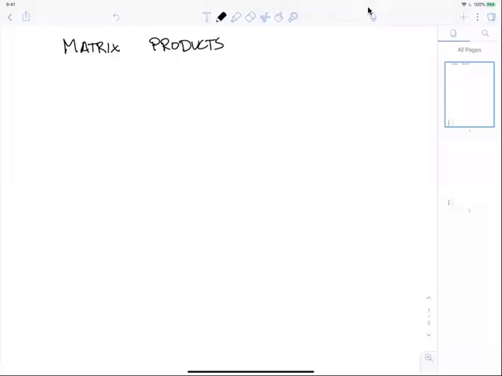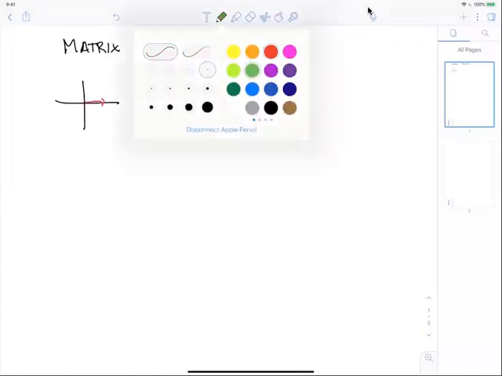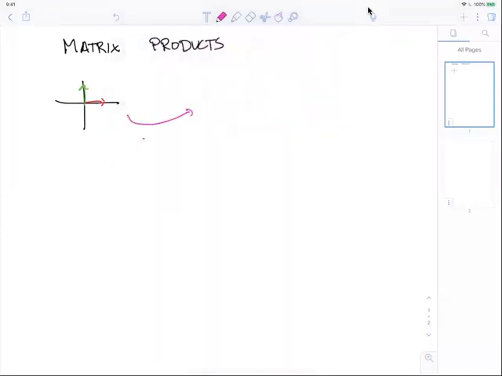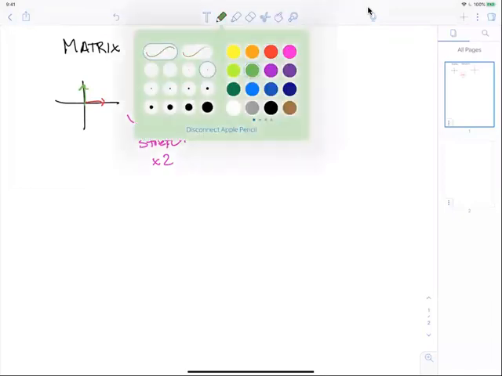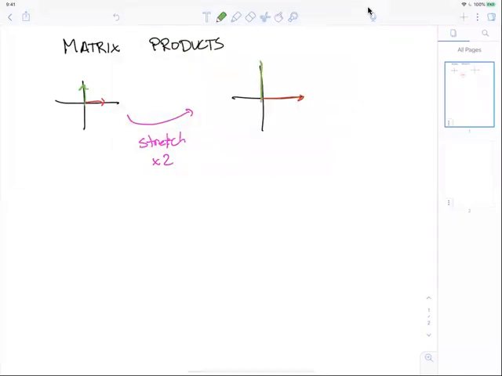All right, today we're going to talk about matrix products. So previously we talked about transformations. For example, let's take the transformation where you stretch by a factor of 2. And then we're going to take the transformation where you contract or shrink by a factor of 2, which is the same thing as multiplying times 1/2.